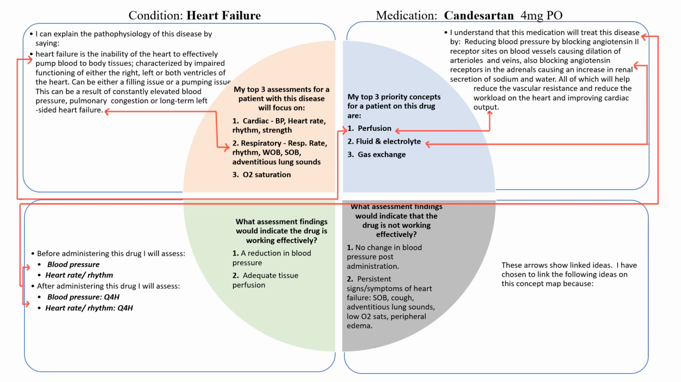The assessment findings that would indicate the drug is working effectively would be a reduction in the blood pressure post-administration, as well as adequate tissue perfusion. Assessment findings that would indicate that the drug is not working effectively would be no change in blood pressure post-administration, as well as persistent signs and symptoms of heart failure. So it could include shortness of breath, cough, adventitious lung sounds, low O2 sats, and peripheral edema.